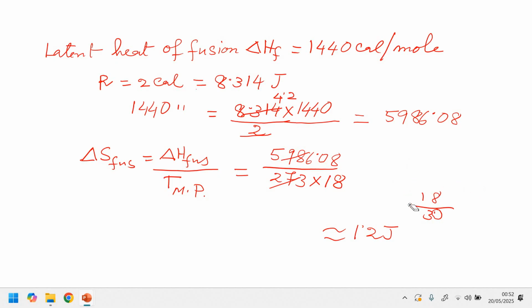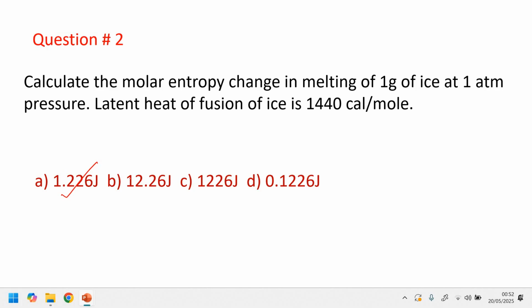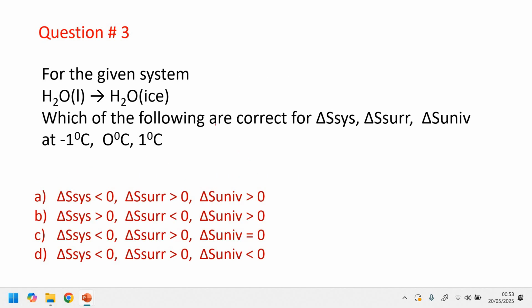I'll rub it off. As the answers are far from each other, so you can do the approximation, but exact calculation I am giving you. So this value is coming as 1.2181. This is joules. So this one is the entropy change. Okay. So that's why already we have taken the answer. Answer is A. Problem number 3.